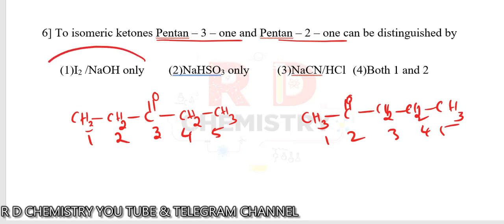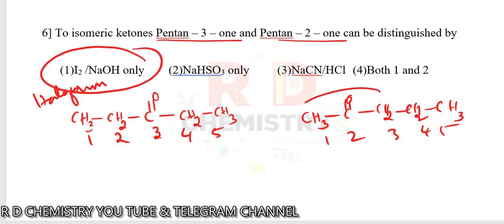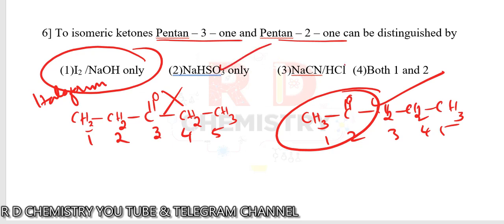There is iodine and sodium hydroxide, which is a haloform reaction. Haloform reaction is answered by those compounds which contain the CH3CO group. Second compound can answer. First compound cannot answer. So we can distinguish because one reacts, other does not react. Whereas sodium bisulfite and addition of HCN takes place on both these carbonyl compounds. So the answer is option number 1 here. Okay.